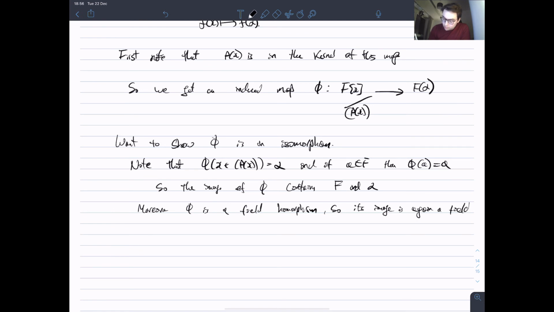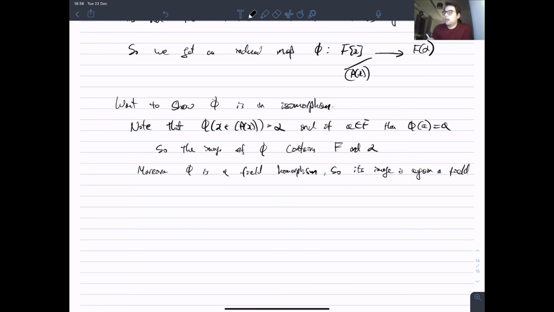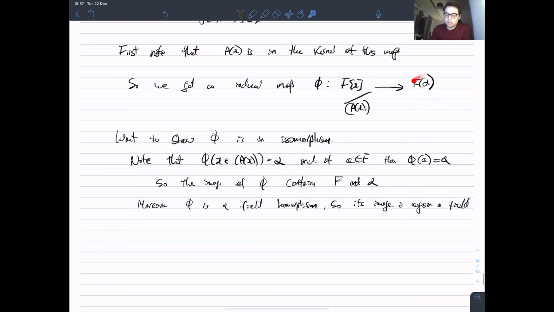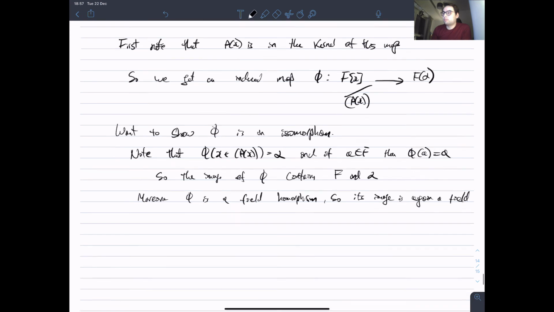So I stated before that if I had a ring homomorphism, the image was a subring. This extends to fields. If you have a field homomorphism, the image is a subfield. In any case, the image has to be a field, and I just checked that it contains alpha and F. And now recall that F(alpha) was defined as the smallest field which contains both F and alpha. So F(alpha) has to be contained inside the image.